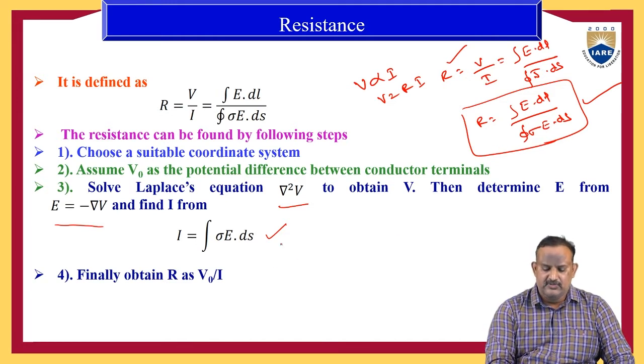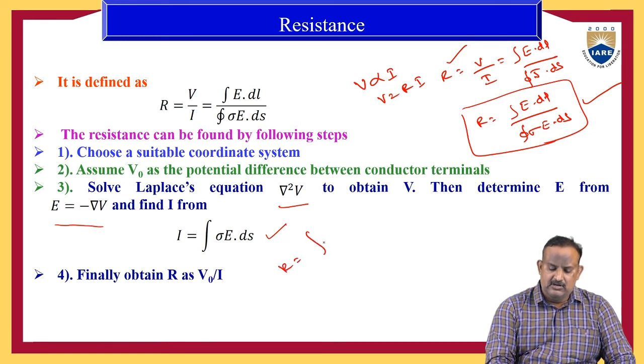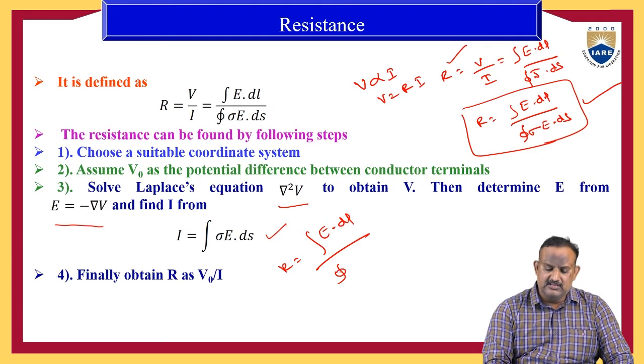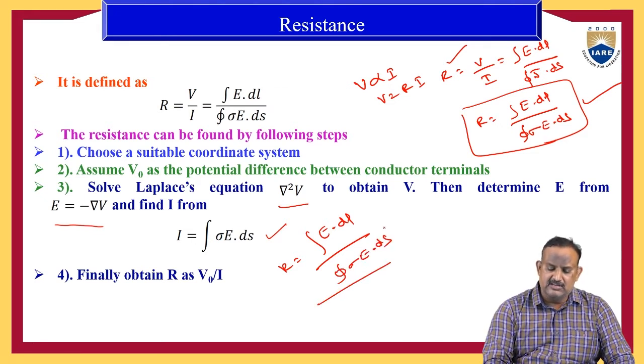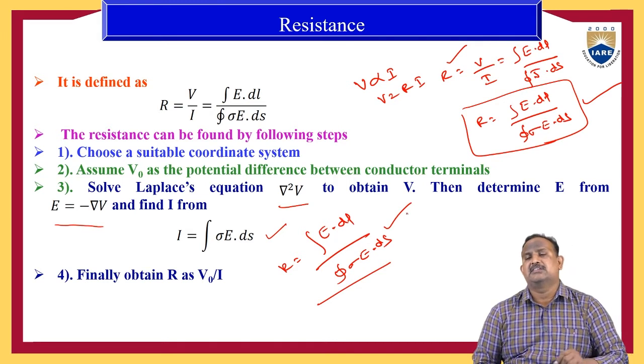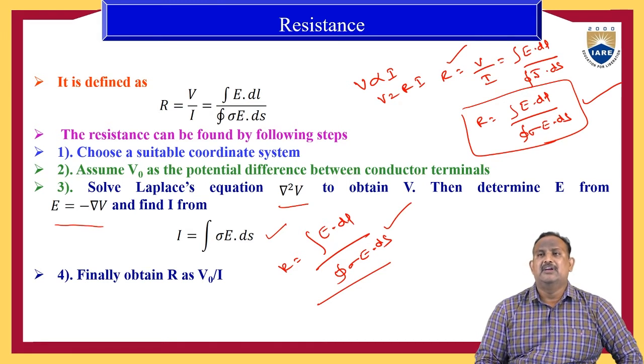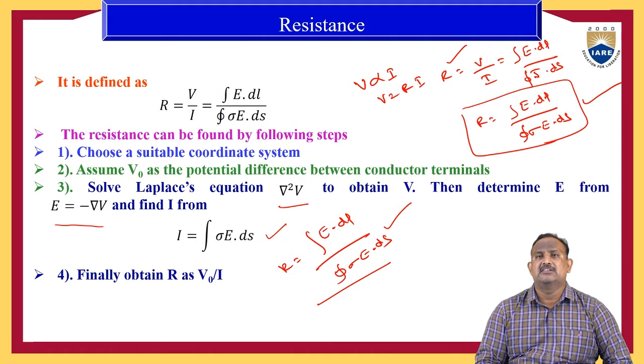Resistance R is equal to the integral of E dl by the surface integral of sigma E into ds, where sigma is the conductivity of the particular circuit. In this way, we can find the resistance for any device or any circuit diagram.